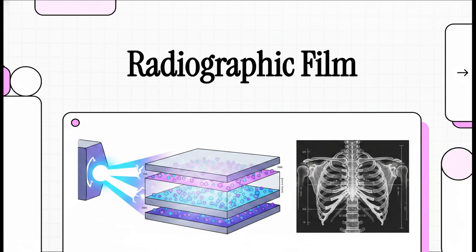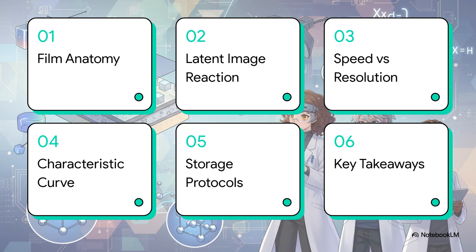Now, you might be thinking, hey, modern hospitals have all transitioned to digital, and you're right. But honestly, you cannot truly grasp digital signal-to-noise ratios, contrast, or spatial resolution without first mastering this foundational physics. Here's a quick look at our roadmap for today. We'll start with the anatomy of radiographic film, move to the latent image reaction, evaluate speed versus spatial resolution, map the characteristic curve, cover essential film storage protocols, and finally, wrap up with our key takeaways.